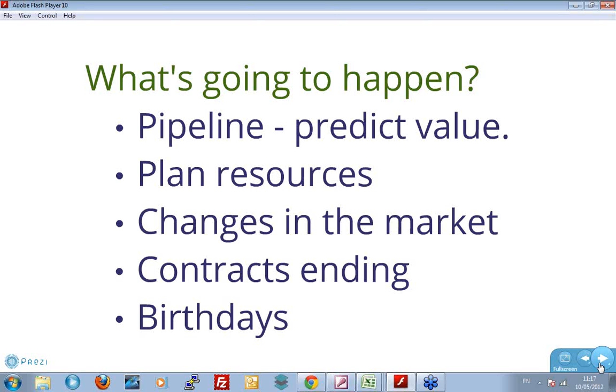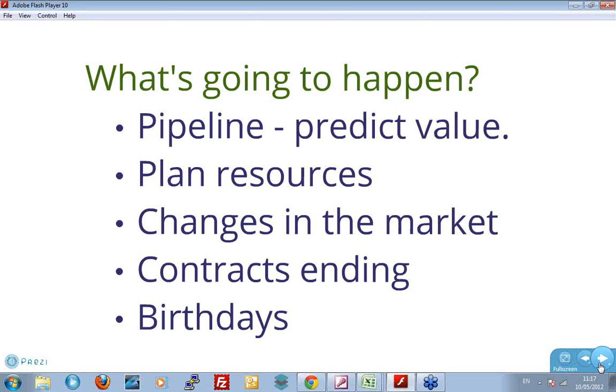Now, a pipeline report is, if you're in business development, it's what's going to happen in the future, but you don't know what's going to happen in the future. But do you make predictions on it? If you're going to make predictions as to what's going on, then you need to capture that. How do you capture that information? Do you record it in the system at this moment in time?